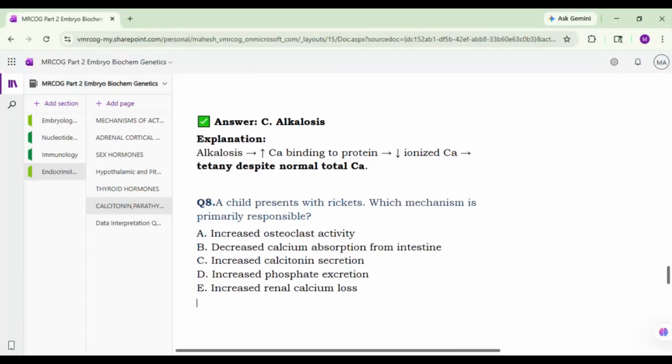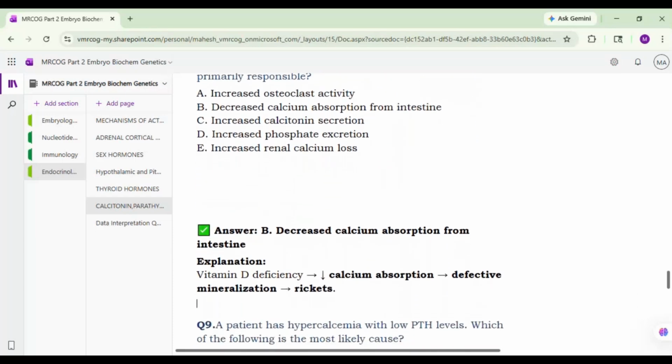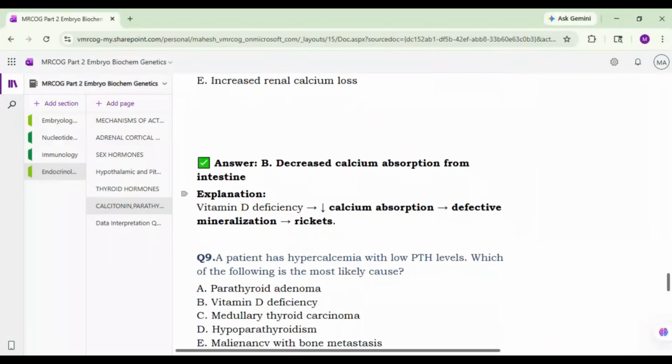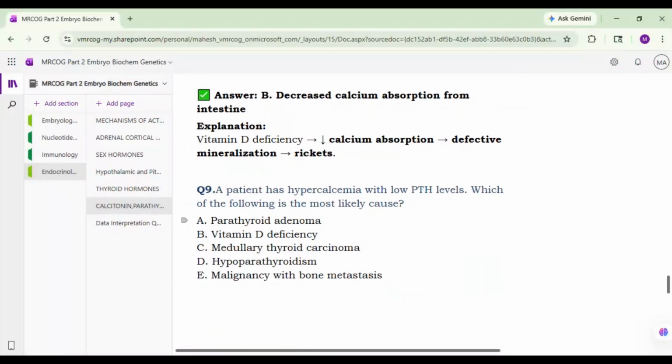Next. A child presents with rickets, which mechanism is primarily responsible? Increased osteoclast activity, decreased calcium absorption from intestine, increased calcitonin secretion, increased phosphate excretion, increased renal calcium loss. Option B, decreased calcium absorption from intestine. Correct. In vitamin D deficiency there is decreased calcium absorption, and defective mineralization leading to rickets.